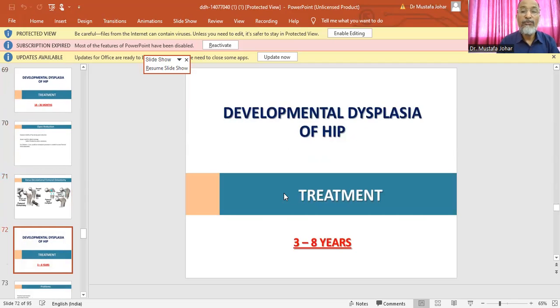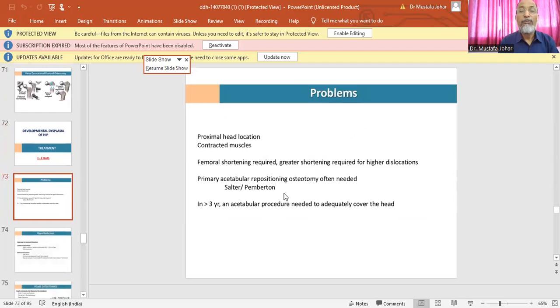Then you have got 3 to 8 years of age treatment. The proximal head location, contracted muscles are dealt with. The femoral shortening is required. Greater shortening is required for the higher dislocations. When the head has gone much higher, then a primary acetabular repositioning osteotomy is often needed, and included in this group are the Salter and Pemberton osteotomy of the innominate bone. Then in a child of 3 or more years, an acetabular procedure is needed to adequately cover the head.